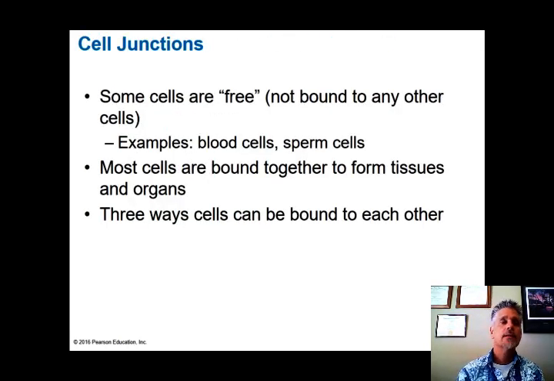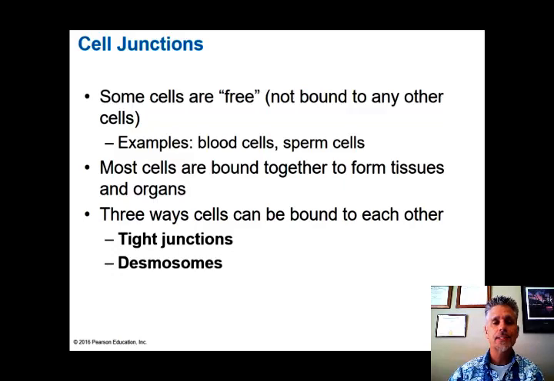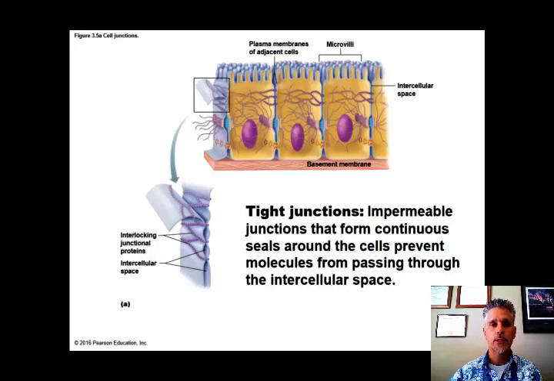Okay, so we said that cells often contribute to tissues. Tissues are where these cells are working together for a particular function, and they're often adhered to one another. So some cells are free, like blood cells and sperm cells, but most of them are bound together. And there are three ways that we can bind these cells together. Kind of like chemical bonds, like we talked about before, but those are atoms creating molecules, and now we're talking about cells creating tissues. So, three different ways that cells can be bound: tight junctions, desmosomes, and gap junctions.